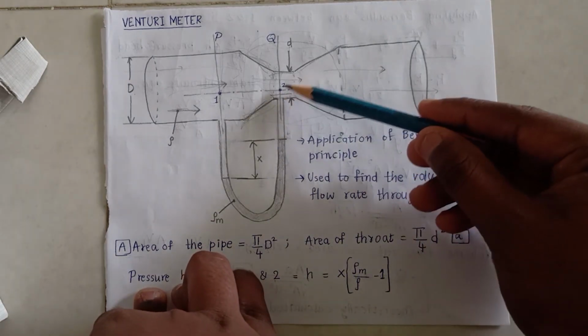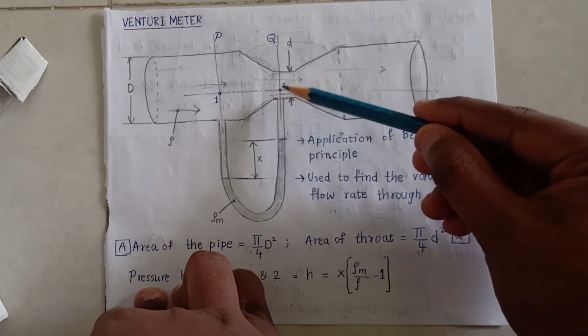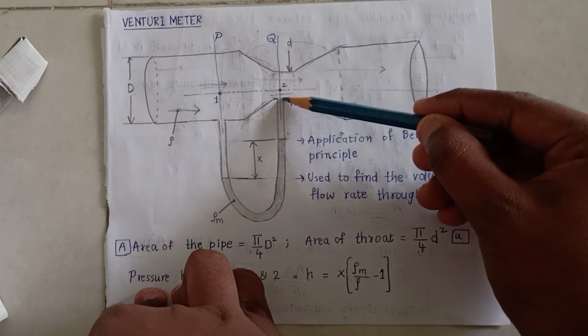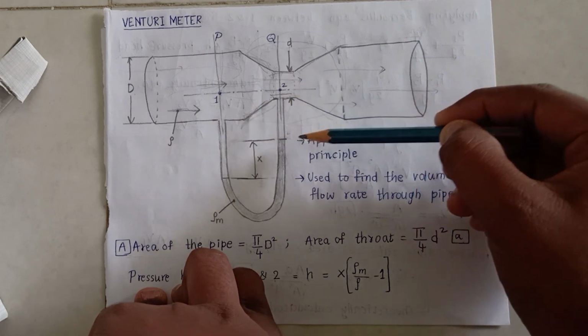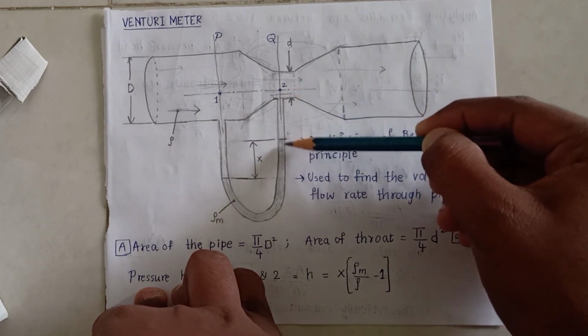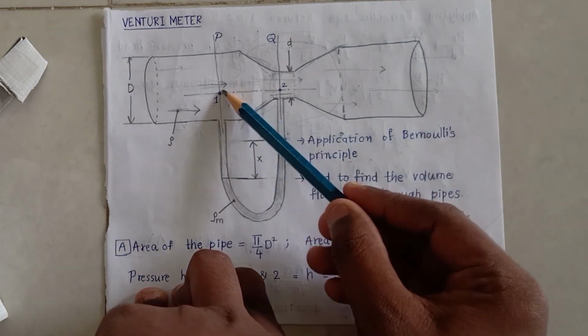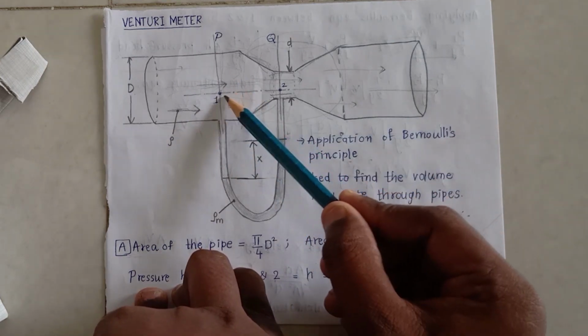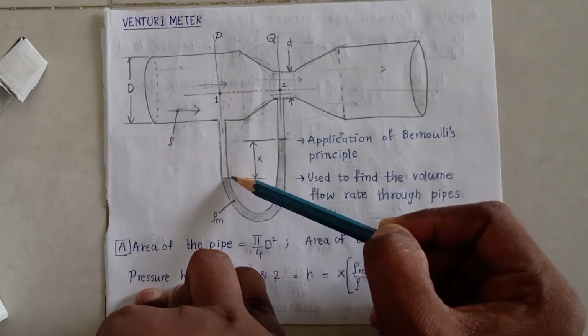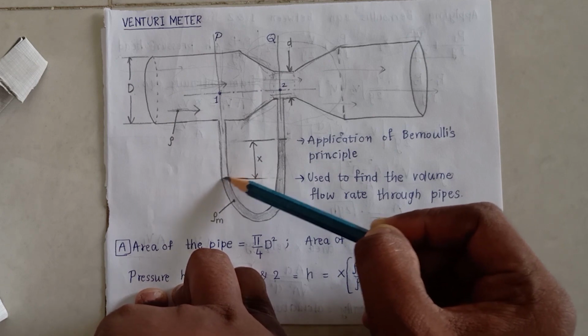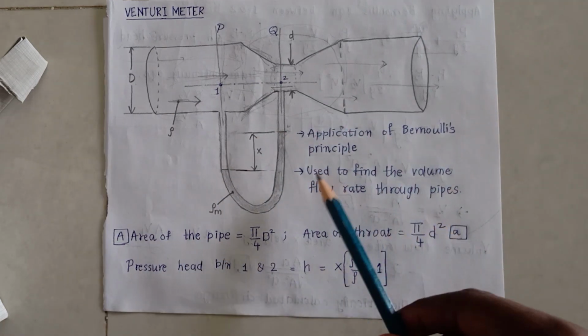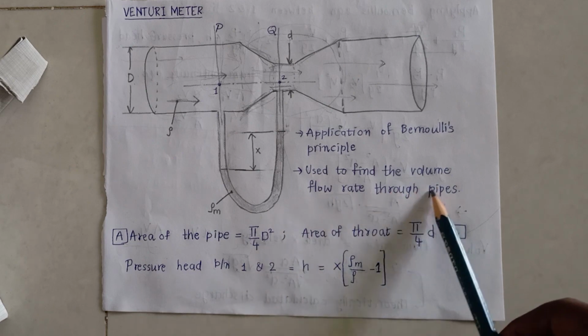And as you can see, there is a manometer connected between throat and the pipe. The pressure is less, so the level of manometer fluid is higher. In the pipe section, the velocity is less, so the pressure is higher and the level of manometric fluid is lower, as you can see. Now venturimeter is used to find the volume flow rate through pipes.